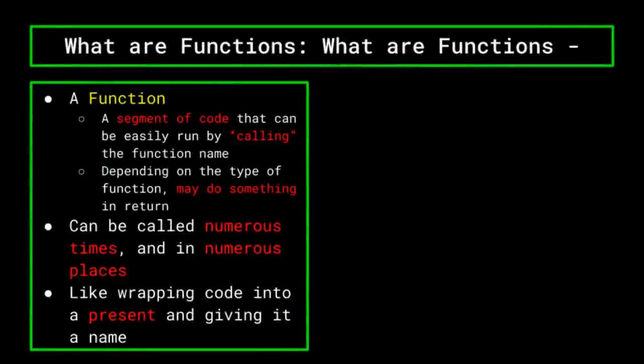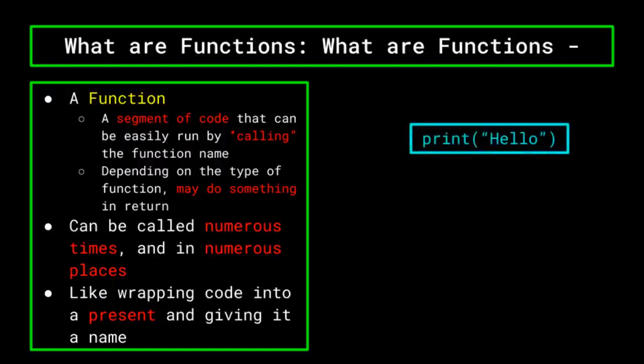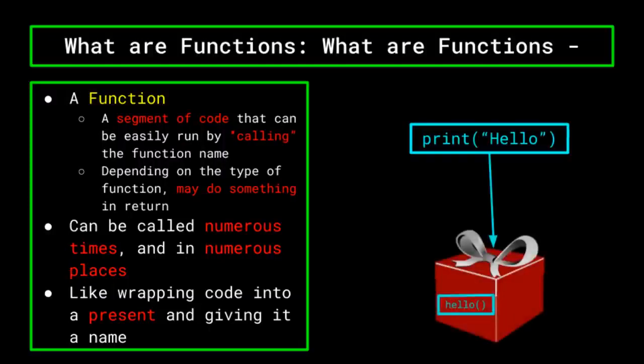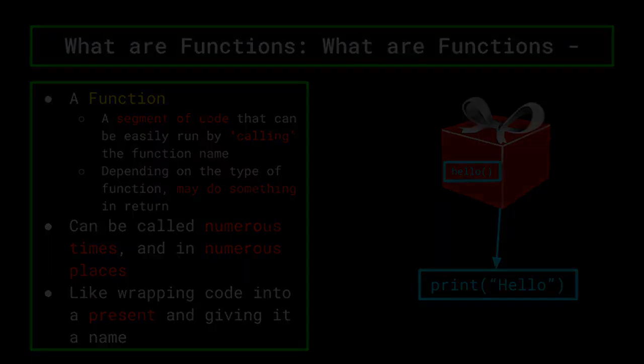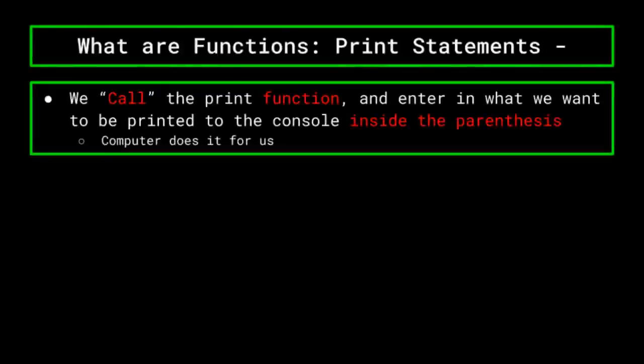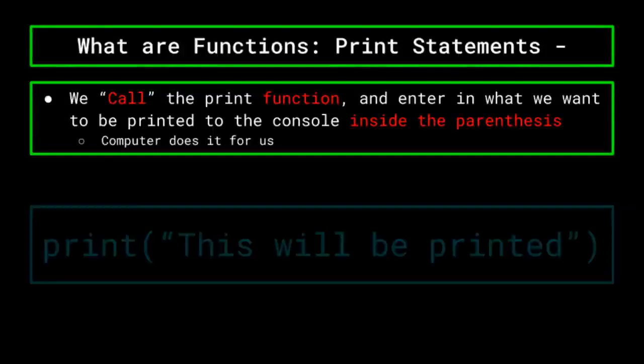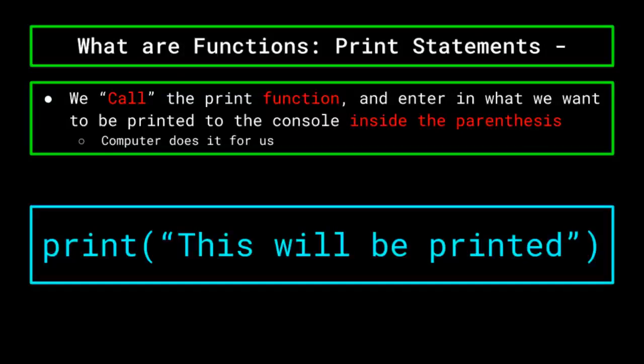Well, a function is a segment of code that can be easily run by calling the function name, and depending on the type of function, will do something in return. Functions can be called numerous times and in numerous places in your code. Essentially, they are like wrapping up a segment of code into a nice present and giving it a name, which, when called, will unwrap the present and go through the code that you had wrapped up. For example, the print statements we have been using this series allow us to print something to the console anytime we want. Those are functions.